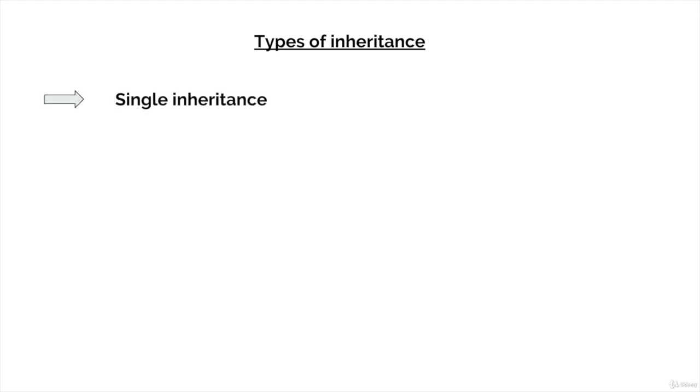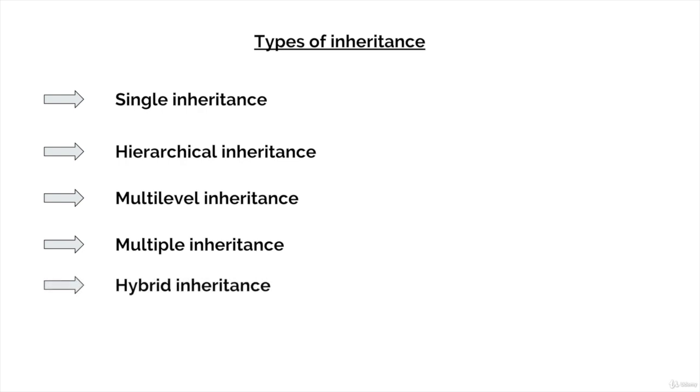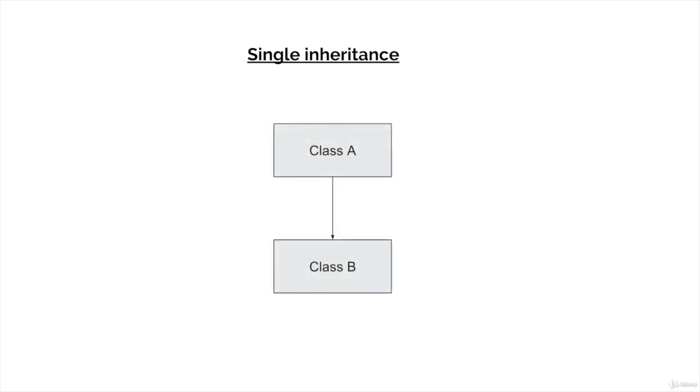First one is single inheritance, hierarchical inheritance, multi-level inheritance, multiple inheritance, and hybrid inheritance. So we have five types. Let's take a look at each one of them and what each one means. The first one is single inheritance. If one class extends another class, it is known as single inheritance. Class B is extending class A, and class A is the parent class of class B. This is an example of single inheritance in Java.